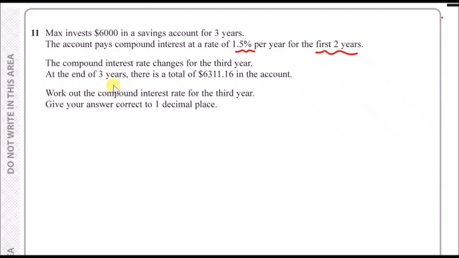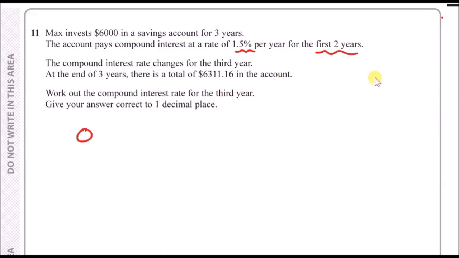Now, at the end of the 3 years, there is a total of $6,311.16 in the account. Work out the compound interest rate for the third year. Give your answer correct to 1 dp. Okay, cool. So to work this out, we always use the standard OV/NV formula, which is like this.